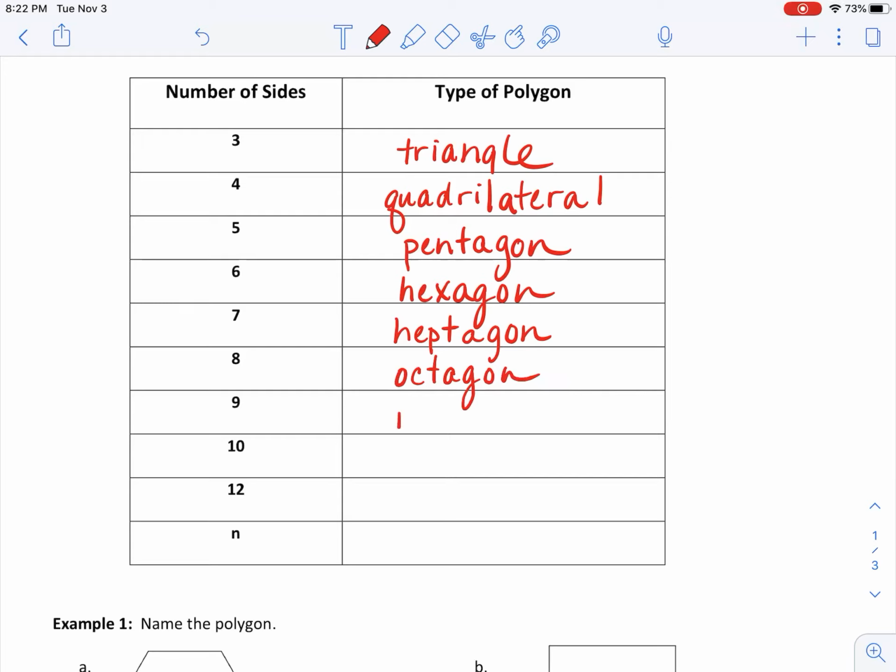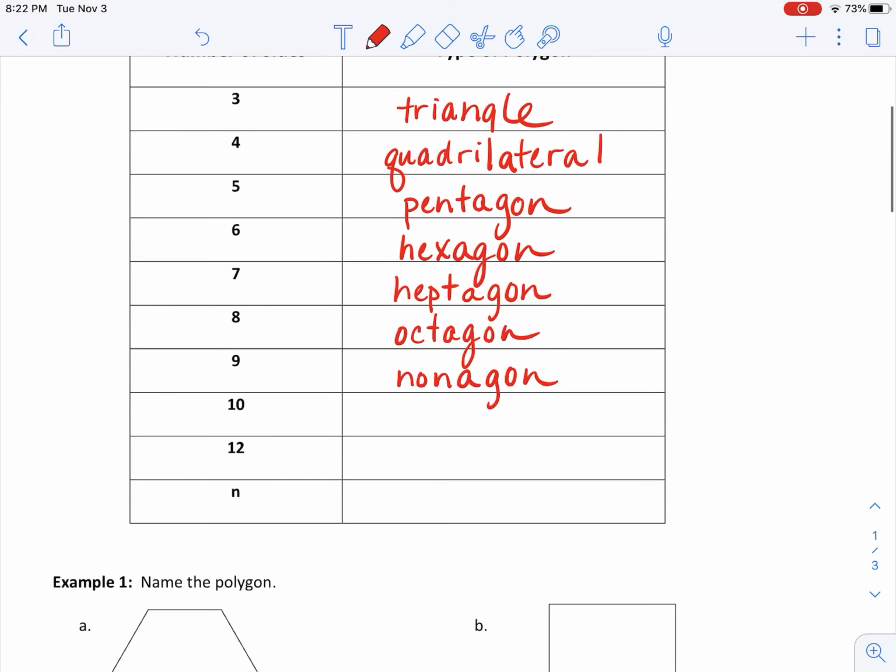A nine-sided polygon is called a nonagon. That's usually one that students struggle with. Nonagon is for 9 sides. A 10-sided figure is called a decagon. And then I don't know why we skip 11. There's nothing for 11, but a 12-sided figure is called a dodecagon.